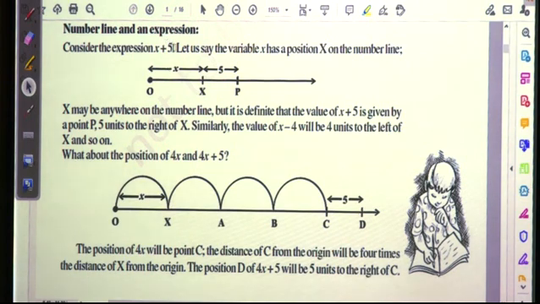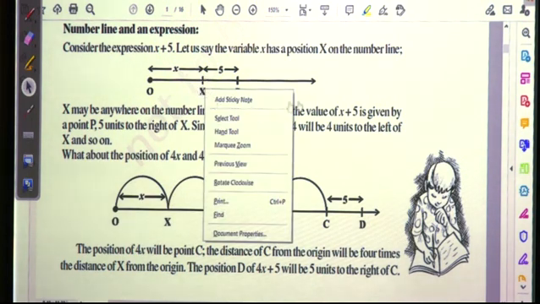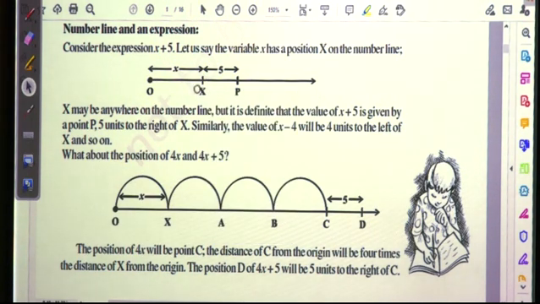Consider the expression x plus 5. Let us say the variable x has a position x on the number line. So, here this is the position of the variable x, and plus 5 further.